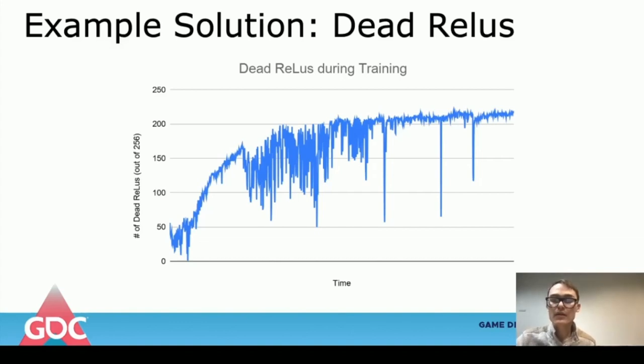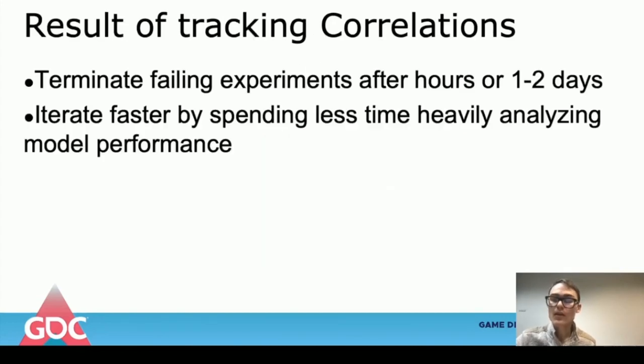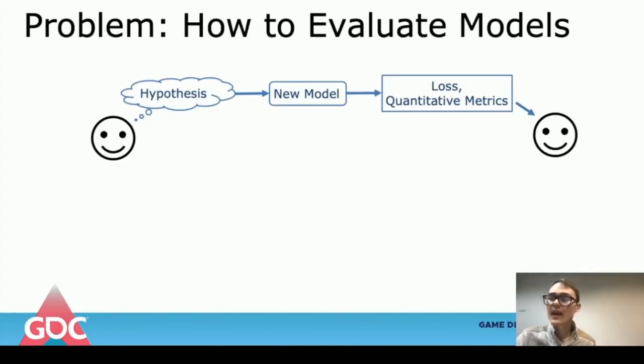The dead ReLU pattern changes drastically for different model architectures and for different experiments that we run. So watching this plot for absolute numbers and behavior changes over time can give us qualitative insights into the behavior of the model. Using these types of statistics, we can save a lot of training time, often killing experiments after a few hours or a day. Using these types of correlations also allows us to iterate faster by requiring far less time to analyze model performance. Now, how do we evaluate these models?